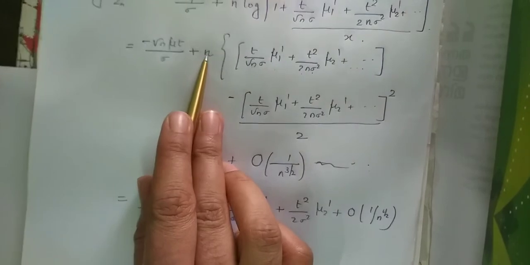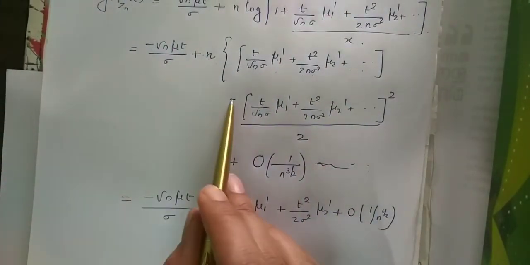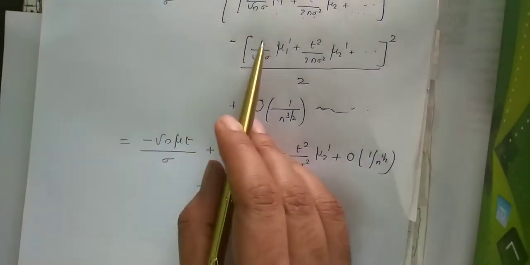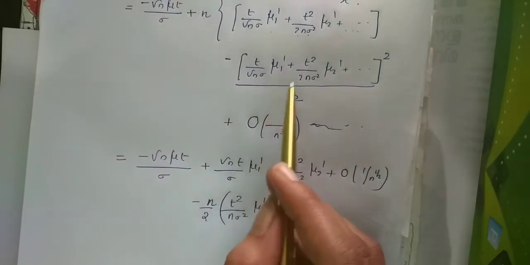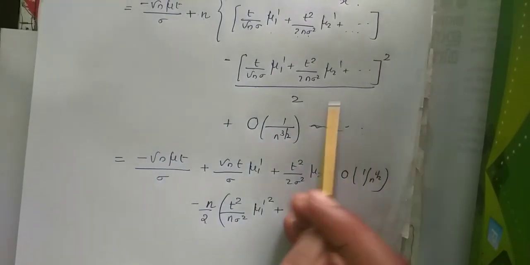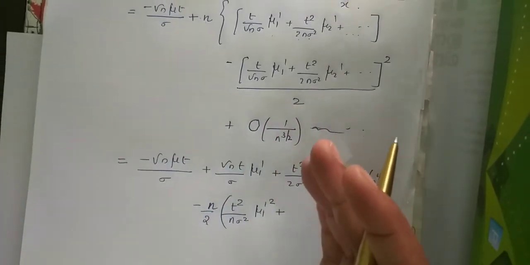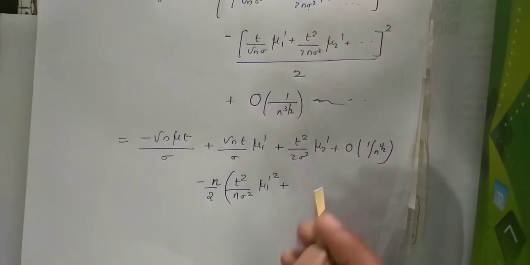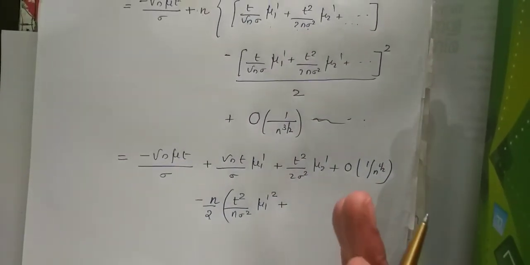Then n is common for all this. So n into minus 1 by 2, that is minus n by 2. Then taking the square of a plus b plus c plus etc., the whole square is a square plus b square plus c square plus etc. plus 2ab plus like that. We are considering only the terms with the power n raised to 3 by 2 in the denominator, up to that. The other terms will vanish if we substitute n tends to infinity.